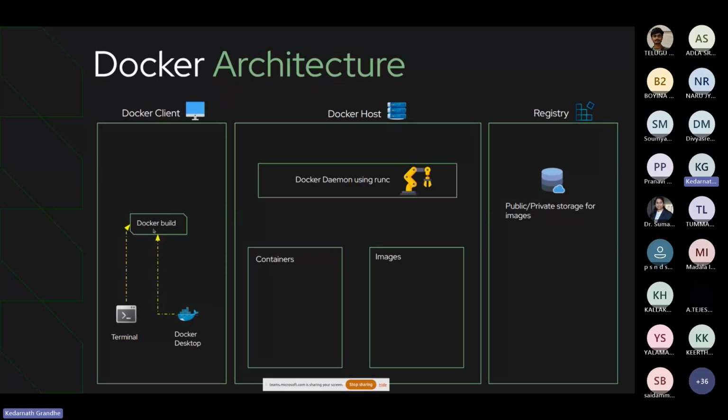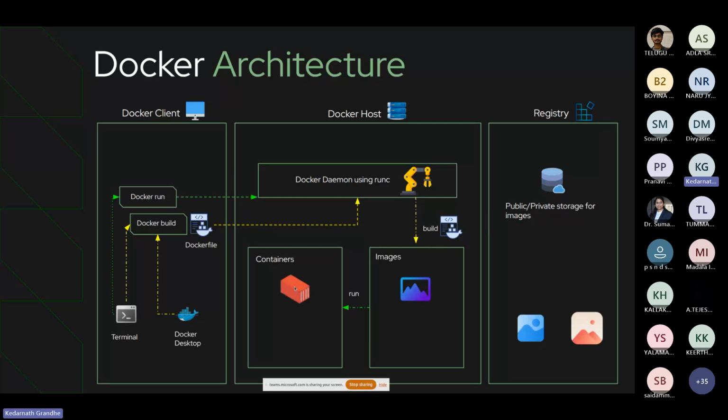When you run the docker build command from Docker Desktop or terminal, it will make use of a Dockerfile. The command goes like docker build -t, the image name, and the Dockerfile. Docker build creates an image from the Dockerfile. The command is sent to the Docker daemon, which will run the build command and create an image. That image is stored in your Docker host. When you run the docker run command, that image is used to create a container.